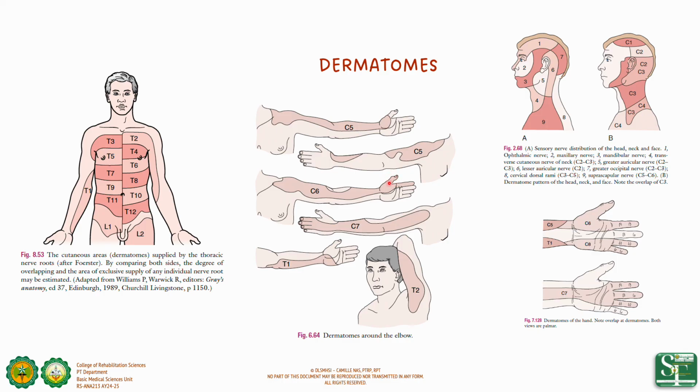C6, thumb. C7, middle finger. C8, little finger. T1, medial arm. T2, medial arm. T1, medial forearm. T2, medial arm. T3, axilla. Iba dito kay Magee, no? T2 niya na-encompass niya rin si axilla. Ayan.